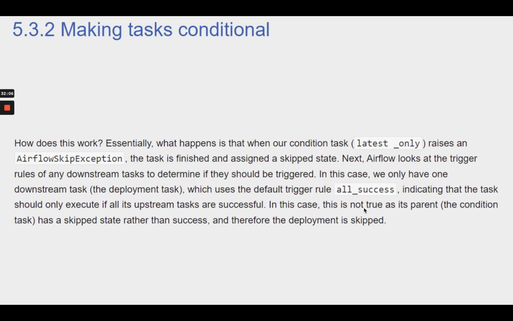Next, Airflow looks at the trigger rules of any downstream tasks to determine if they should be triggered. In this case, we only have one downstream task, the deployment task, which uses the default trigger rule all_success, indicating that the task should only execute if all its upstream tasks are successful. In this case, this is not true as its parent, the conditional task, has a skipped state rather than success, and therefore the deployment is skipped.